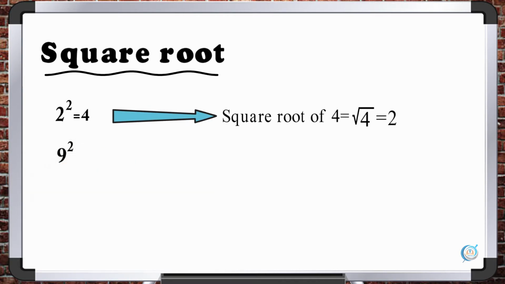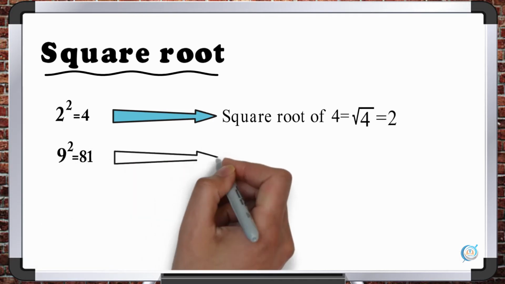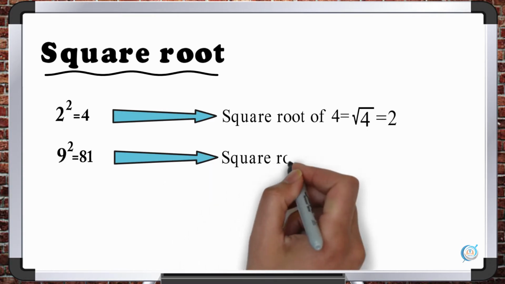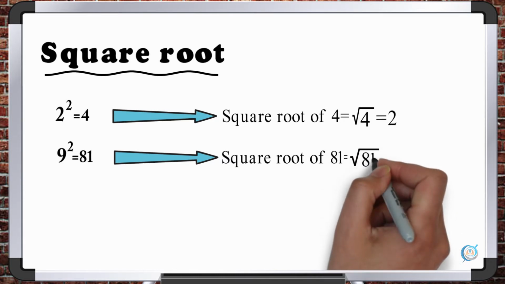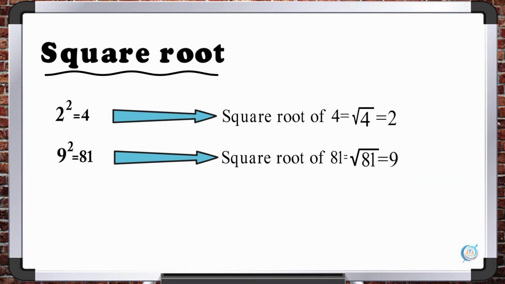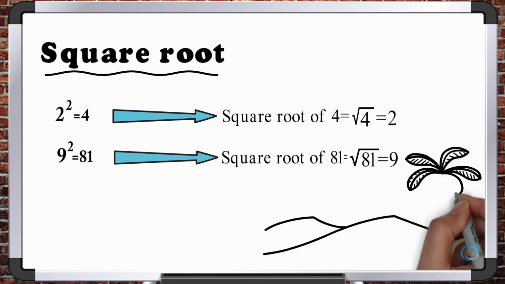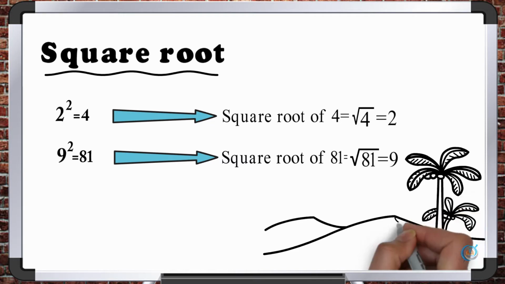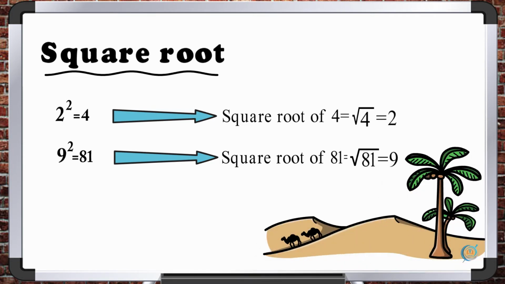Same way, 9 square is 81. Then we can say that square root of 81, that is root 81, is equal to 9. Square root can be defined as which number square the given number is. If 81 is given, we need to find which number square is 81. So we can say that 9 square is 81. So square root of 81 will be 9.